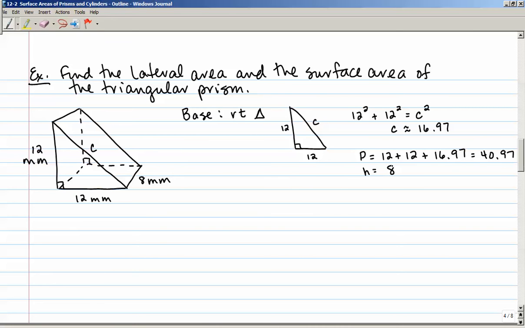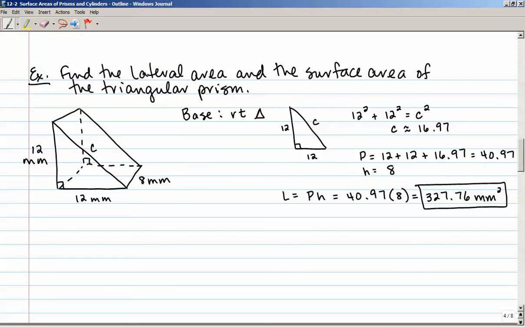So to find the lateral area is perimeter times the height, or 40.97 times 8, or approximately 327.76 millimeters squared. Okay, so that's the area of all of the rectangular faces. So the rectangle on the bottom, the rectangle on the left, and the slanty rectangle that kind of looks like a hypotenuse.